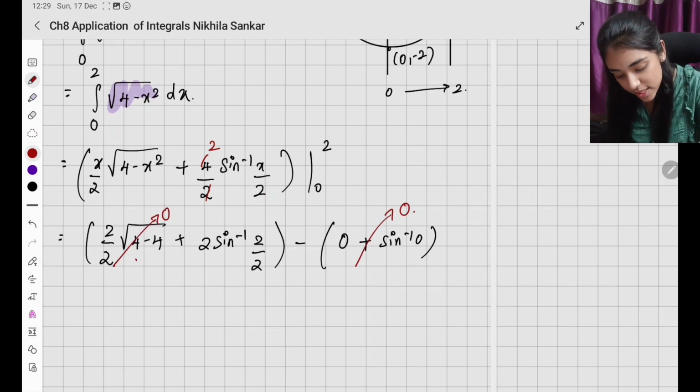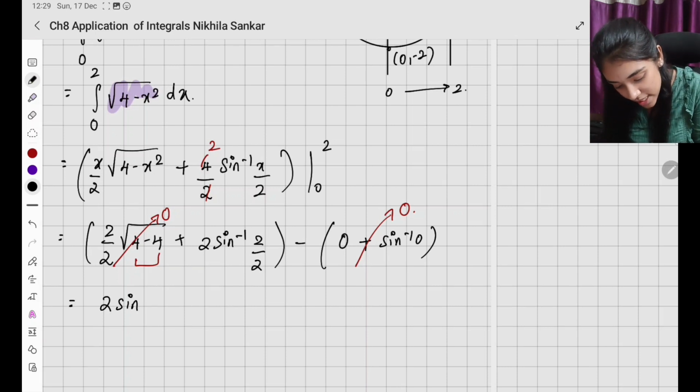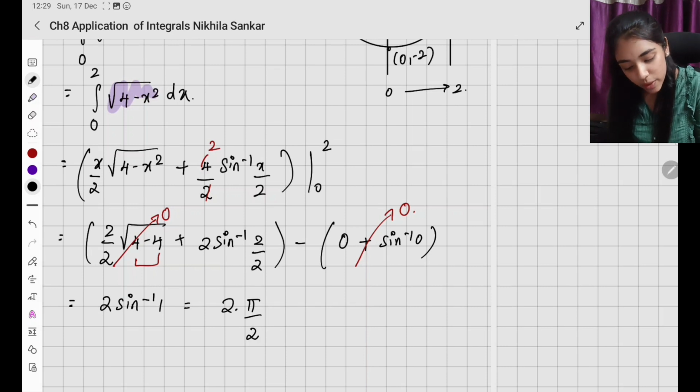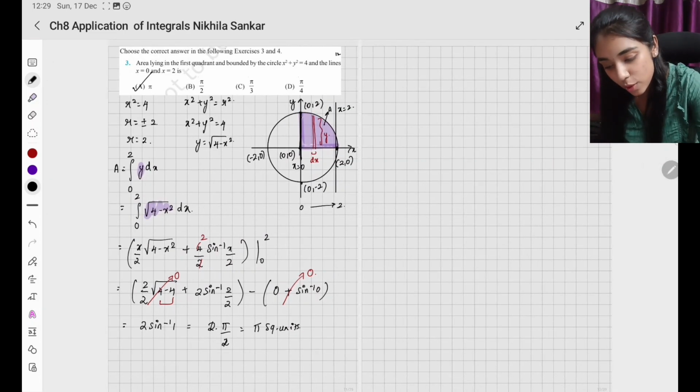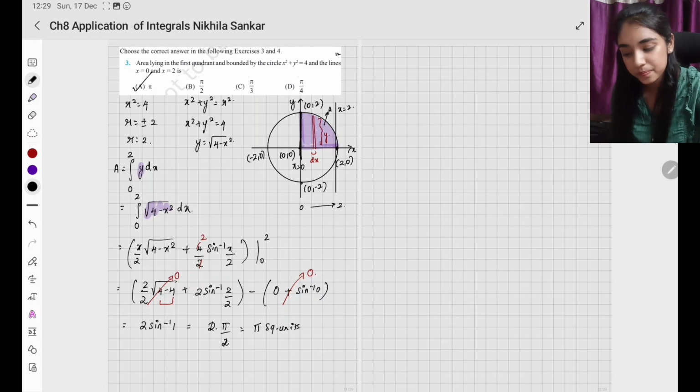First term is also 0 because here we have 4 minus 4. Now what is left? I have 2 times sine inverse of 1, which is 2 into pi by 2. So my final answer is going to be pi square units. So which option is it going to be? It is going to be option A. Okay. Please copy.